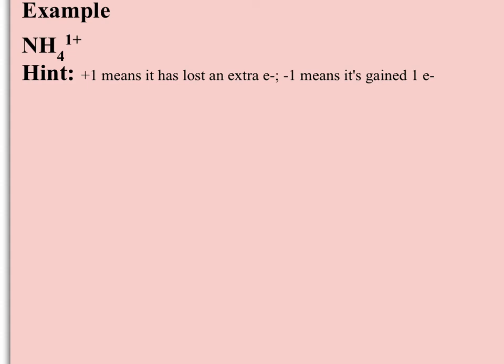Here's another example. I used NH4 with a +1. This is a polyatomic ion. It's one of the few that has a positive charge. And remember, a plus charge means it's lost an electron. A -1 means it's gained an electron.